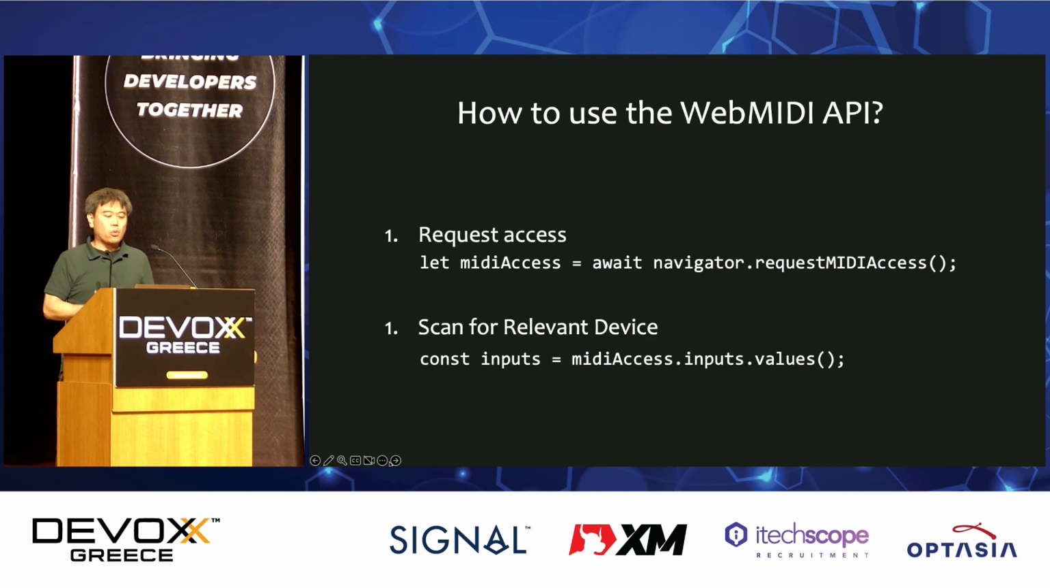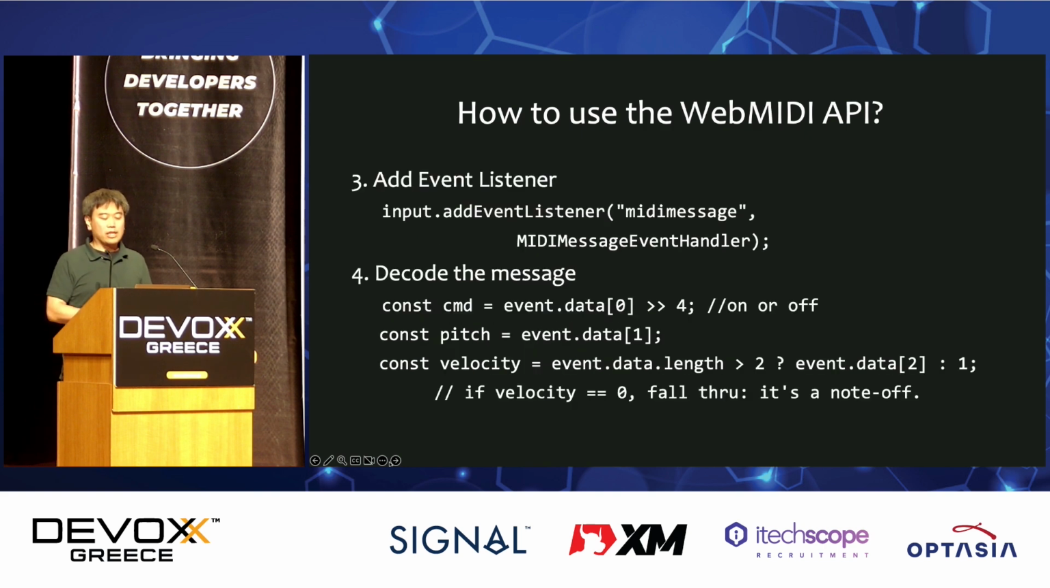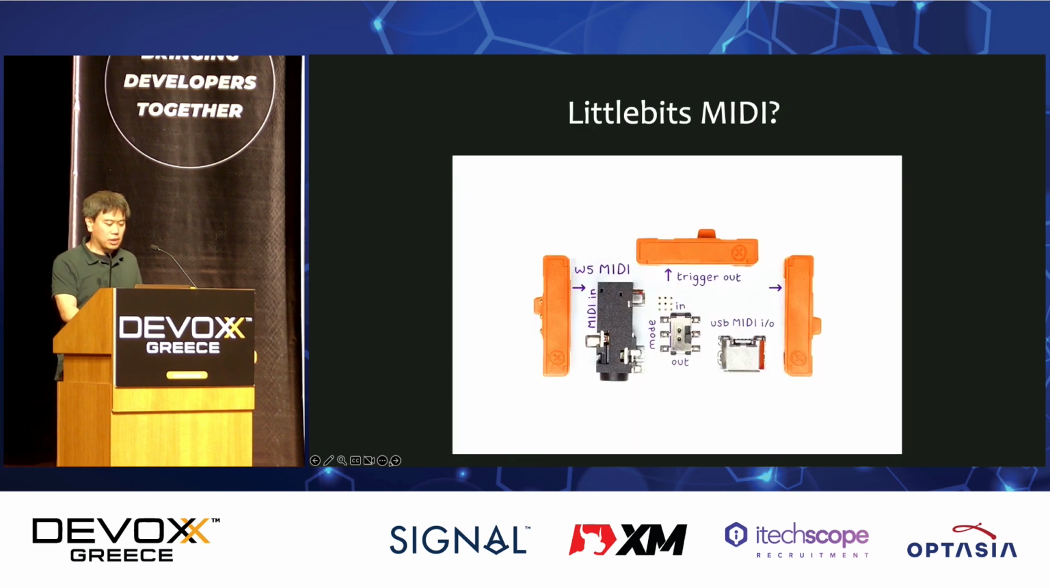So how would you use a webMIDI API? First thing is request the access. You would use navigator.requestMIDIAccess, and that is already part of your browser. It would give you the MIDIAccess object, and then you can use MIDIAccess.inputs.values to scan the relevant device. Once you have that device, you can add an event listener and then decode that message. And that's it. Those are the 4 steps involved in order to connect to your webMIDI.